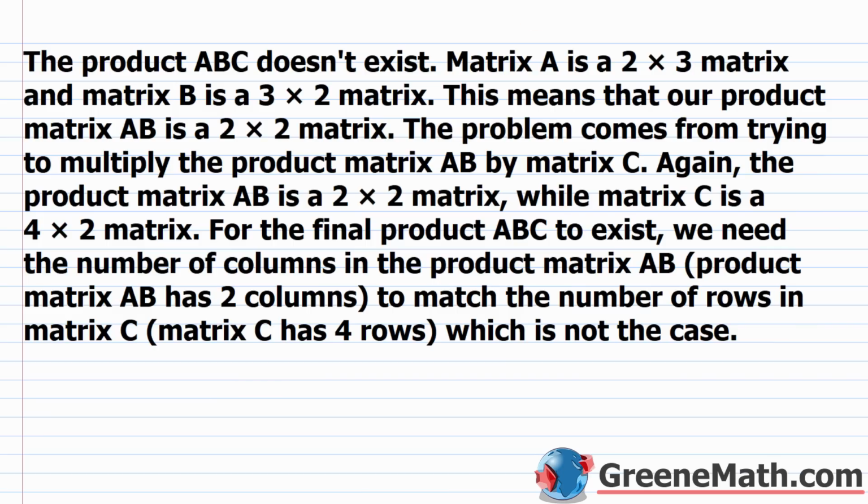So coming down here, I have this written up for us. So the product ABC doesn't exist. Matrix A is a 2 by 3 matrix and matrix B is a 3 by 2 matrix. This means that our product matrix AB is a 2 by 2 matrix, as I just showed you. The problem comes from trying to multiply the product matrix AB by matrix C. Again, the product matrix AB is a 2 by 2 matrix, while the matrix C is going to be a 4 by 2 matrix. For the final product ABC to exist, we need the number of columns in the product matrix AB, which is 2, to match the number of rows in matrix C, which is going to be 4, so that's not going to be the case. So again, we could say this product ABC doesn't exist, we could say it's undefined, we could say it's not possible. Just pick whatever you want to use for this scenario.